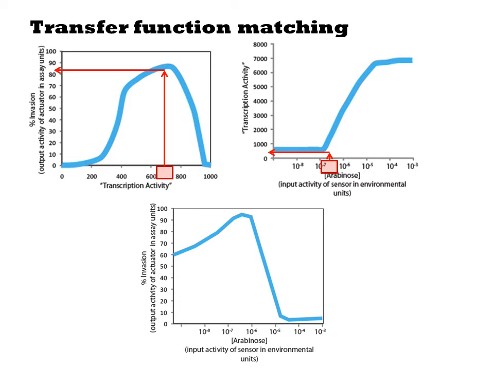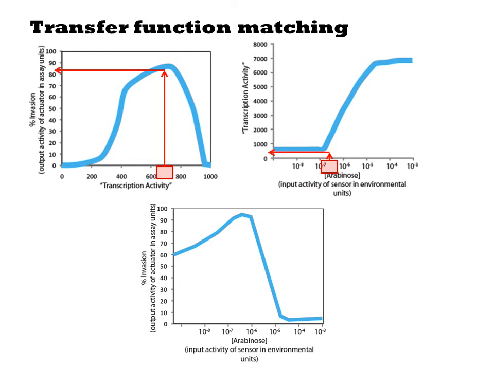Surprisingly, we get a very non-intuitive curve. The invasiveness has a high efficiency at all the low arabinose concentrations and a low invasiveness at the high arabinose concentrations. This mismatch between transfer functions is commonly observed in these aggregate devices, but fortunately they can usually be fixed with a little tuning.